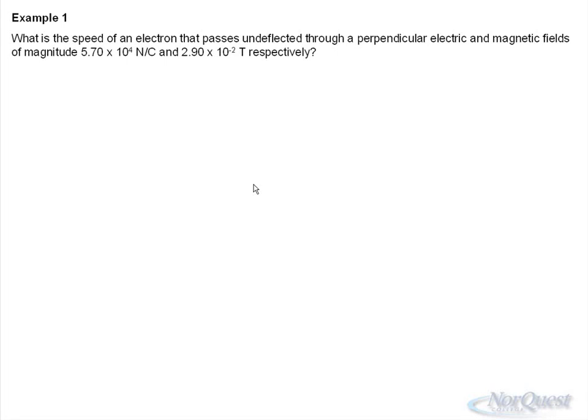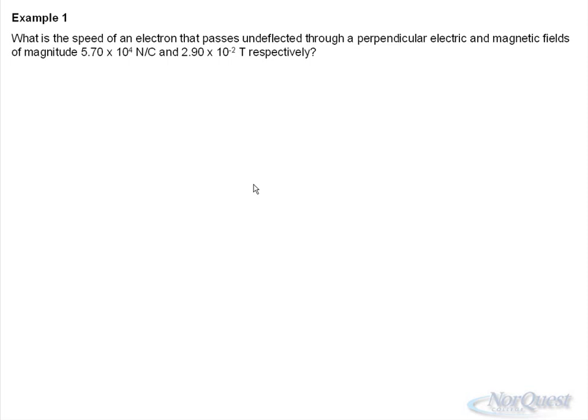Everyone, welcome to example number 1 on Thomson's experiment. These next two lessons actually have us doing a lot of balancing of forces, which is a very important concept in Physics 30, and understanding which two forces you balance so that you can set their equations equal to each other and solve for what you're looking for.